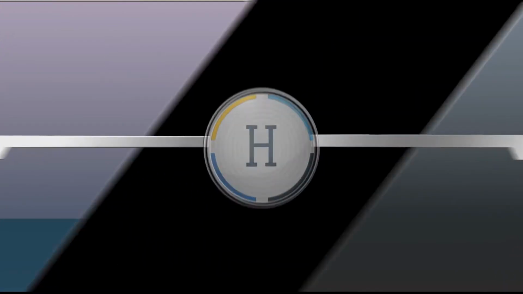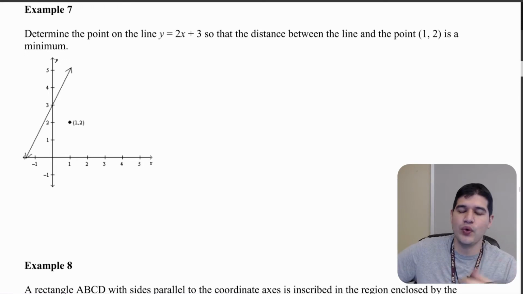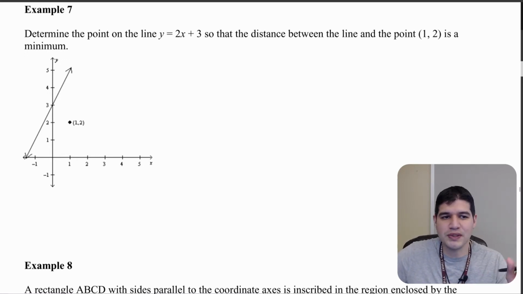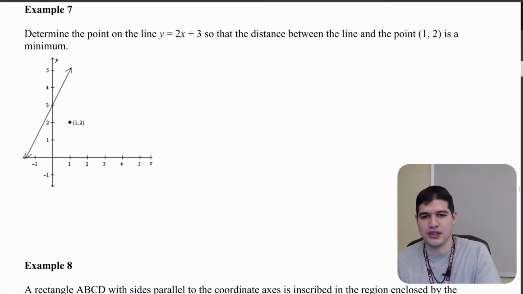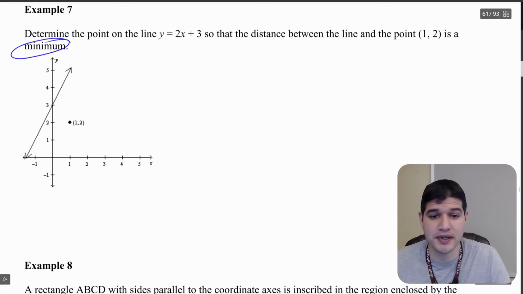All right, here I have example 7. We want to determine the point on the line y equals 2x plus 3 so that the distance between the line and the point (1, 2), which is shown right over there, is a minimum. So of course, we want to circle that because that's super important.